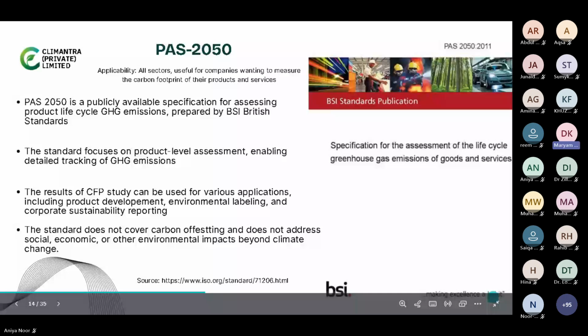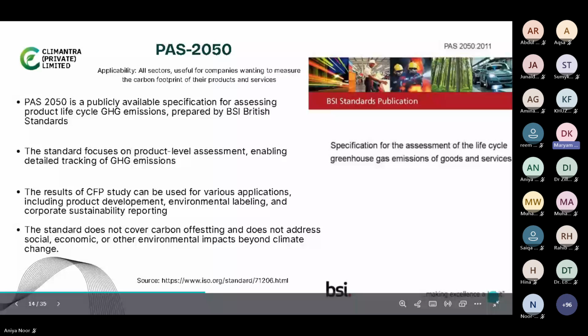Okay. Next framework is PAS 2050, which is the publicly available specification for the assessment of life cycle greenhouse gas emissions. And this standard is basically for goods and services. It is prepared by the BSI, British Standards Institution, and this standard focuses on product level assessment, and it gives you a detailed tracking of the emissions.